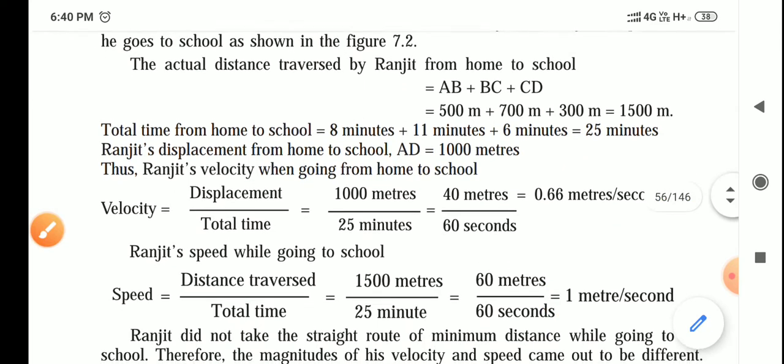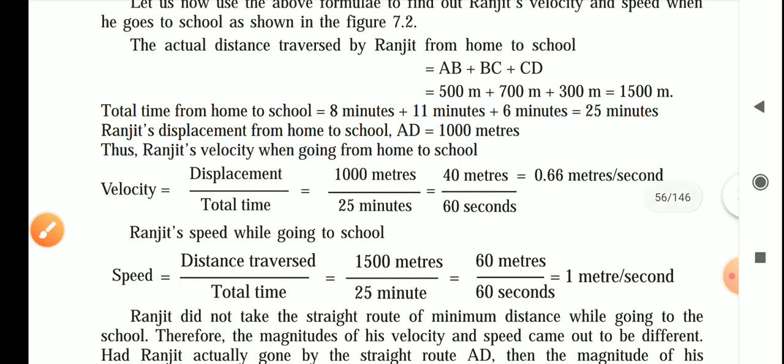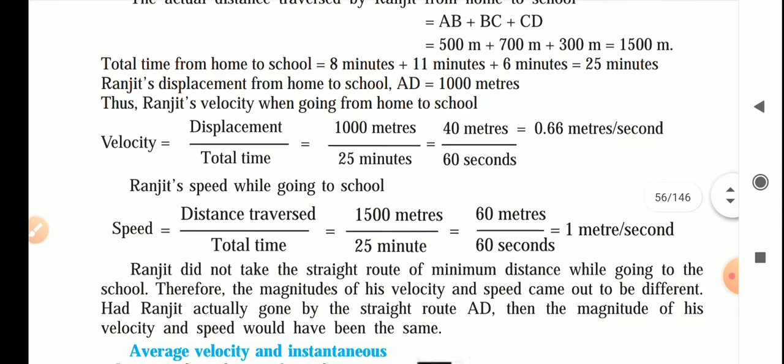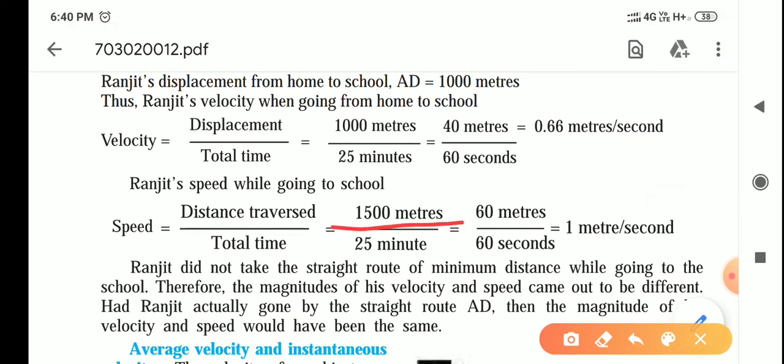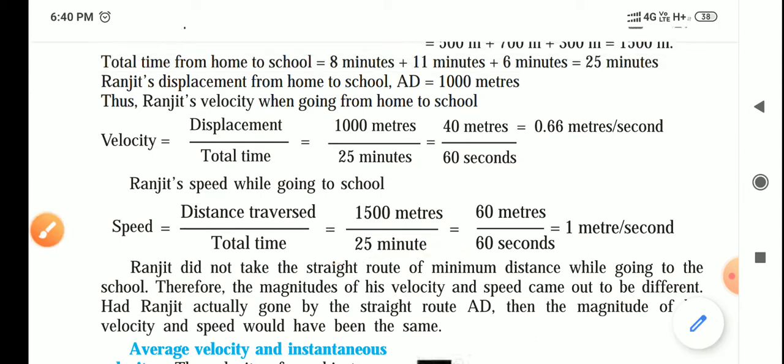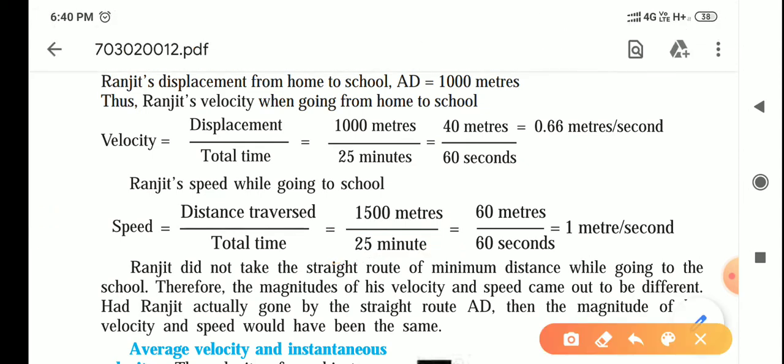Now Ranjit's speed while going to school can be calculated. We already know the distance, which is equal to AB plus BC plus CD, which is 1500 meters, divided by 25 minutes. If you divide 1500 by 25, you will get 60 meters per minute. Okay, 60 meters per minute.